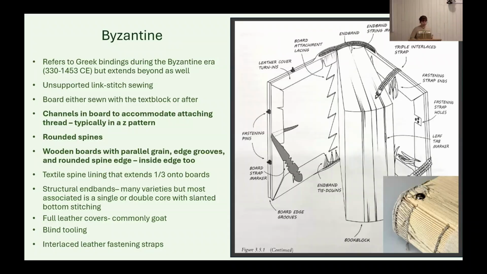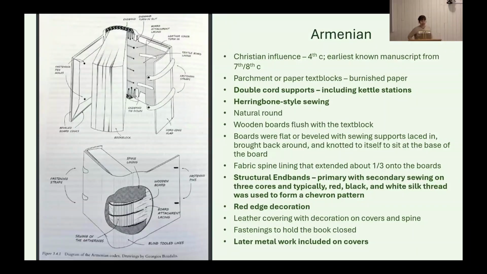Again, you have a leather covering, some blind tooling, and some fasteners to keep the books shut tight. And then finally, one of the other main or big variations is the Armenian. Again, this is a country that became Christian in about the 4th century. The earliest known manuscripts are roughly from the 7th or 8th, but these characteristics tend to be from about the 13th century on, as the binding style really became cemented.